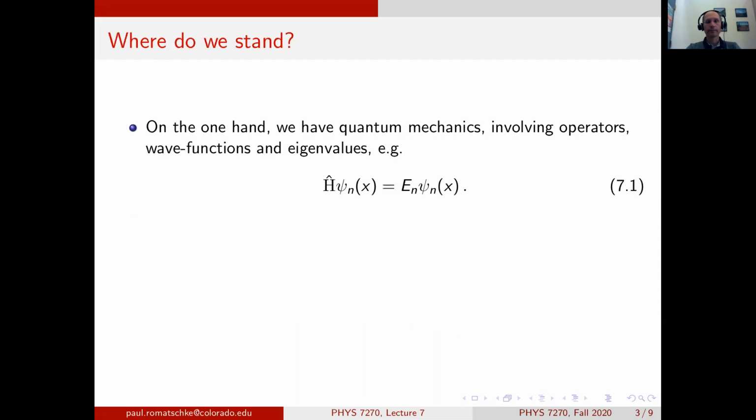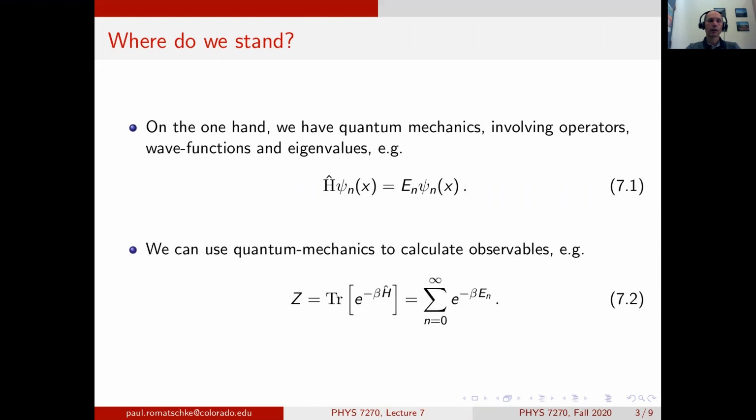Where do we stand? On the one hand, we have quantum mechanics. Quantum mechanics involves operators, wave functions, eigenvalues, and solving differential equations, such as the eigenvalue equation for the energy eigenvalues. Once we have those eigenvalues, we can use quantum mechanical information to calculate observables, such as the quantum mechanical partition function, which turns out to be just the sum over the exponential of these eigenvalues.